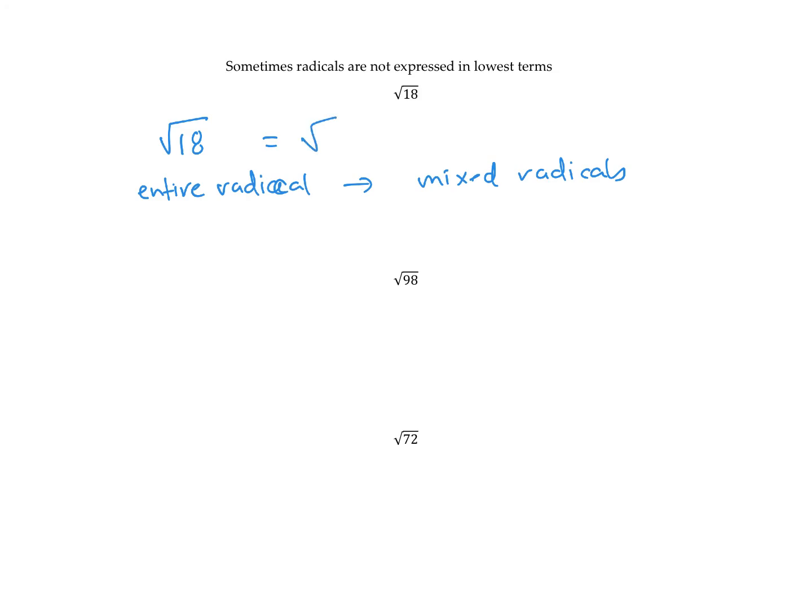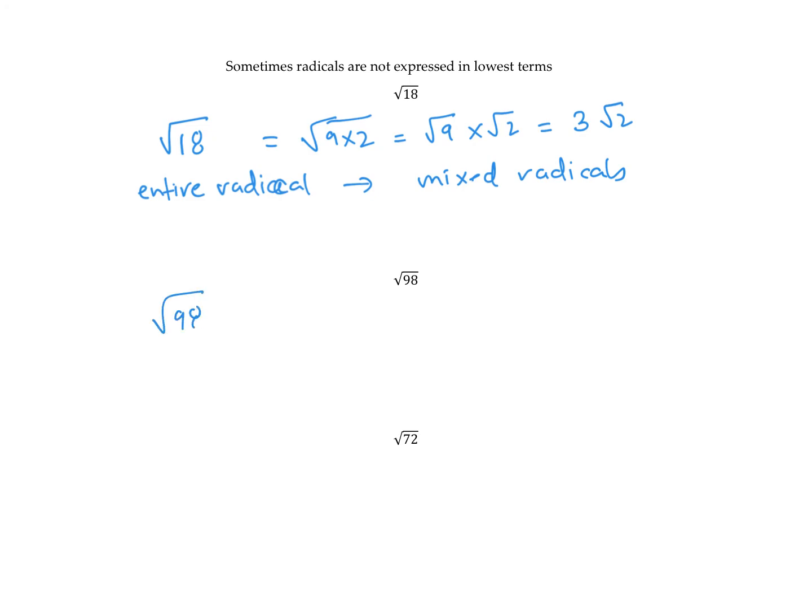So I know that 9 times 2 is 18, and I know that I can square root 9, but I can't square root 2. So I'll square root 9, which is 3. I can't square root 2. That would be a decimal. So as a mixed radical, it would be 3 root 2.